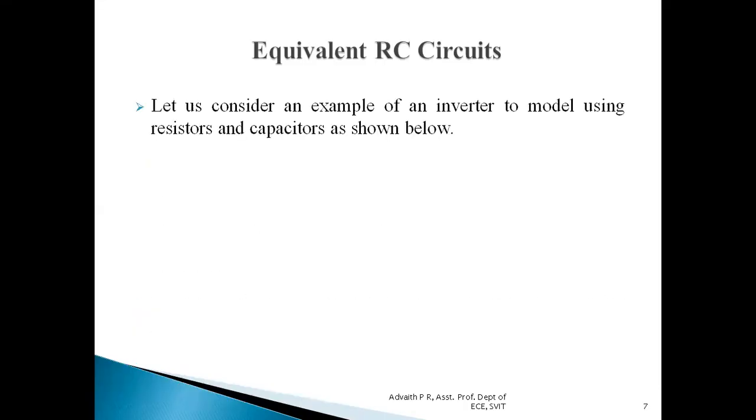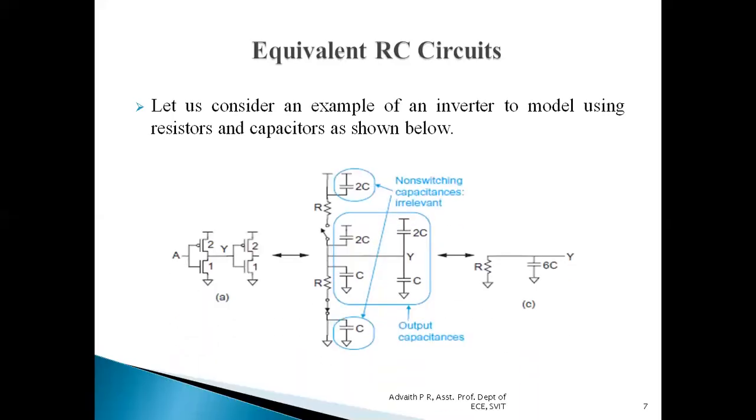Now let us consider an example of an inverter, and based on that, let us try to model the inverter using resistors and capacitors. It looks somewhat similar to this. We have considered an inverter where the output of one inverter is fed as input to the other inverter. We are using two inverters here. This is nothing but a buffer circuit. We have considered this as an example. Let us model the capacitors as well as resistors of this first inverter, from this point A up till this point Y.